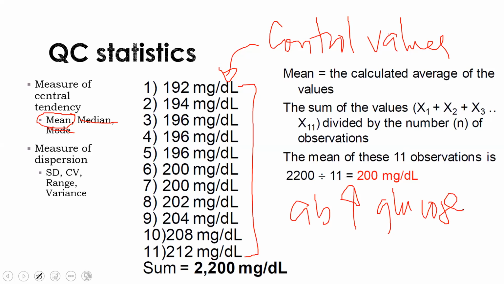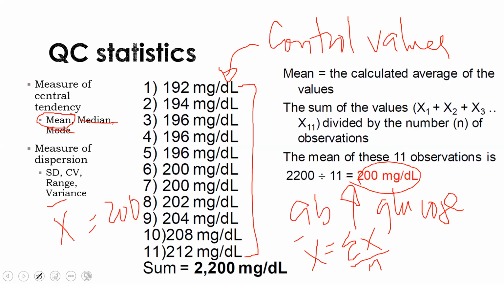Mean, so, summation of X divided by the total number of tests. So, summation of X, that is your mean. So, ito siya, 2,200 pala milligrams per deciliter divided by 11. So, ang nakuha natin ay, so ang ating mean ay 200. So, that's just an example. We will look at this further on a next video.